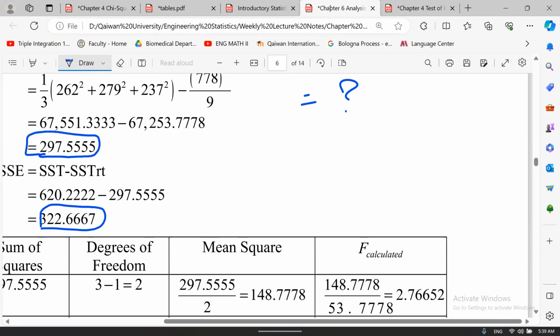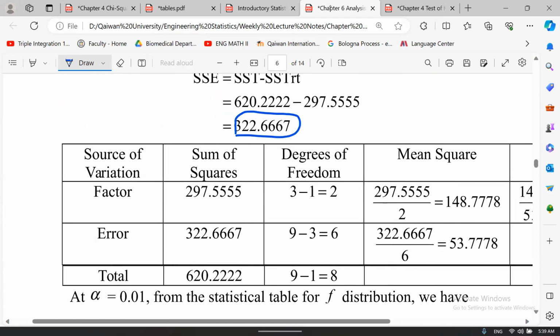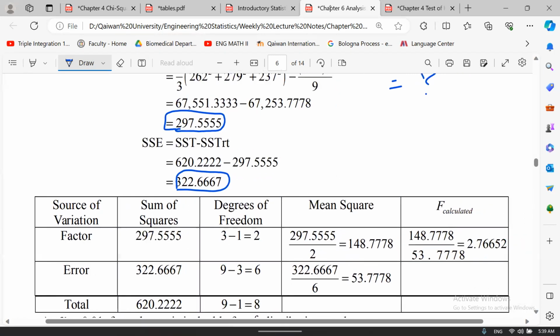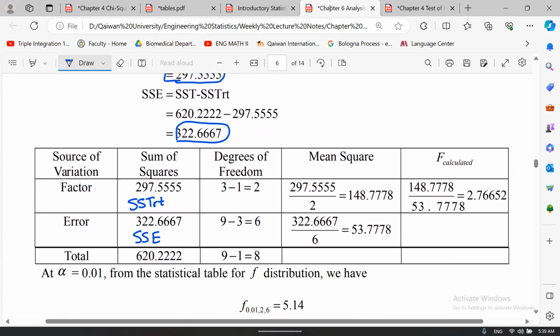SST, SSTRT, and SSE. You need to write them down in this order. First, you must write down SSTRT. You must write this down first. Then SSE. And then SST. Okay, you must write them down in that order.